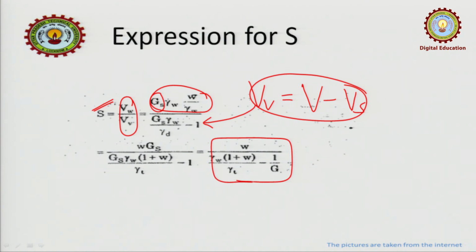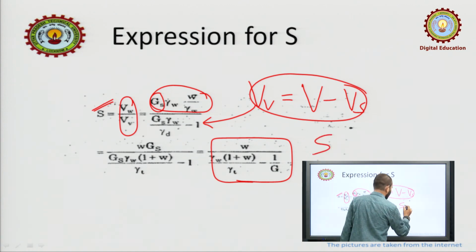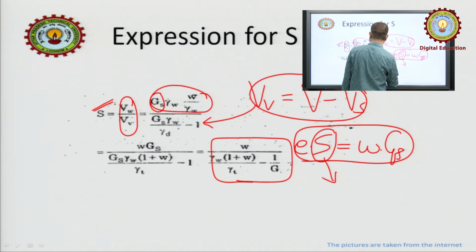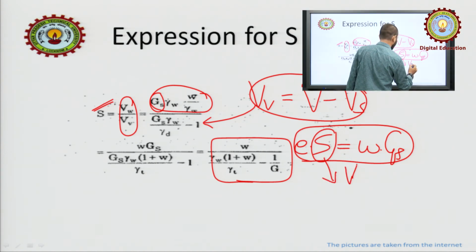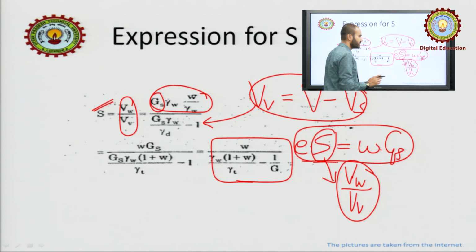Generally, we do not require this. I have just told you so that you can be informed about the expression. You need not memorize this expression, because the formula we use most for getting S is S into e equals w into Gs. So, to get S, generally this formula is used. Otherwise, the basic formula which we already know, Vw upon Vv, will do for the degree of saturation.